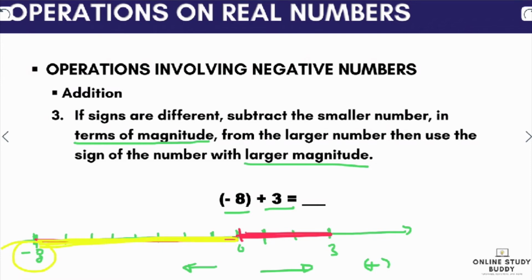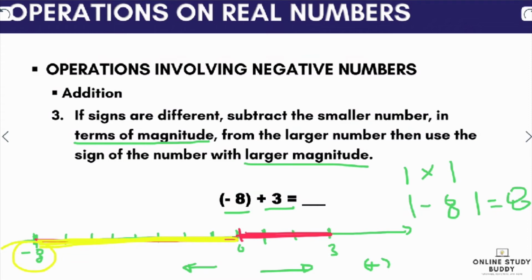So, dito, introduce na rin natin yung concept ng absolute value. So, yung absolute value, siya yung magnitude nung number. Ibig sabihin, yung distance niya from 0. So, yung absolute value ng negative 8 ay 8. Absolute value ng 3 ay 3.